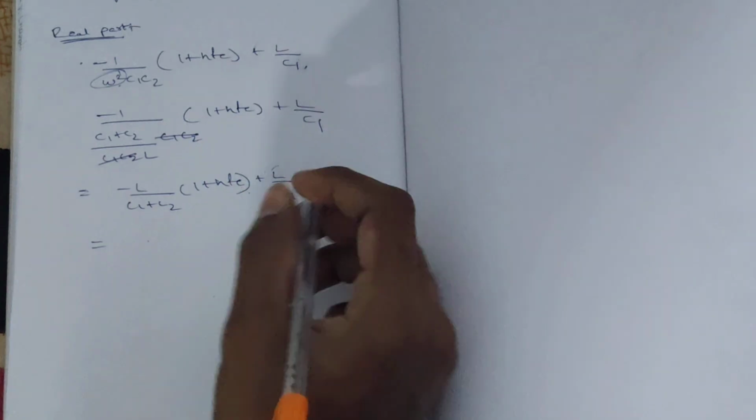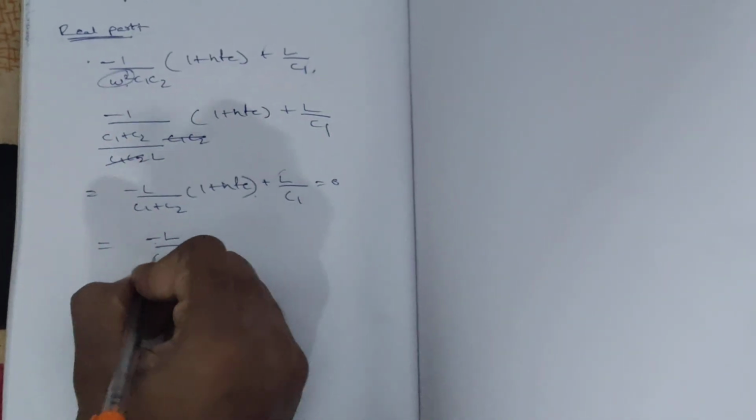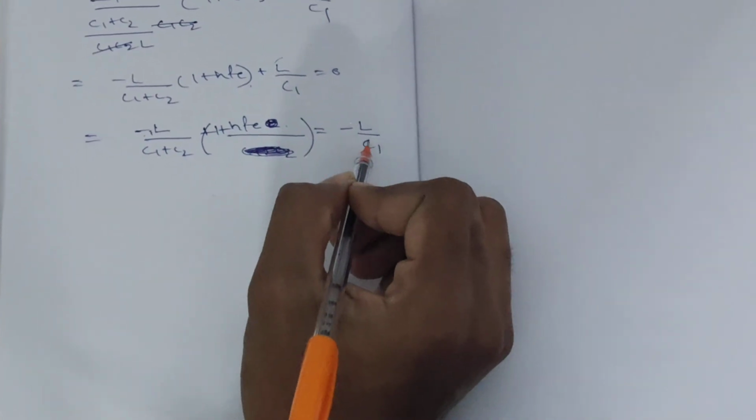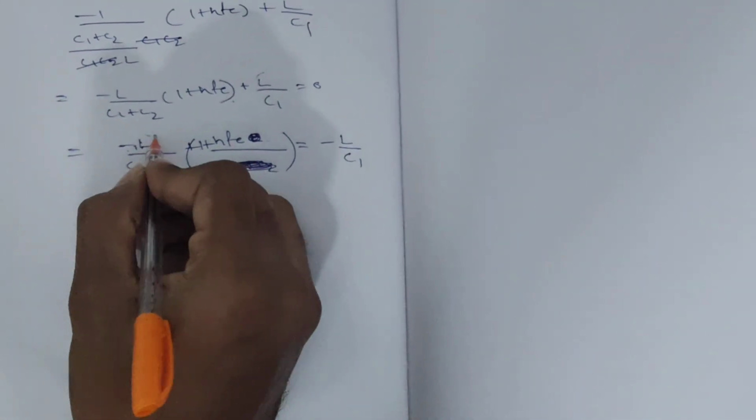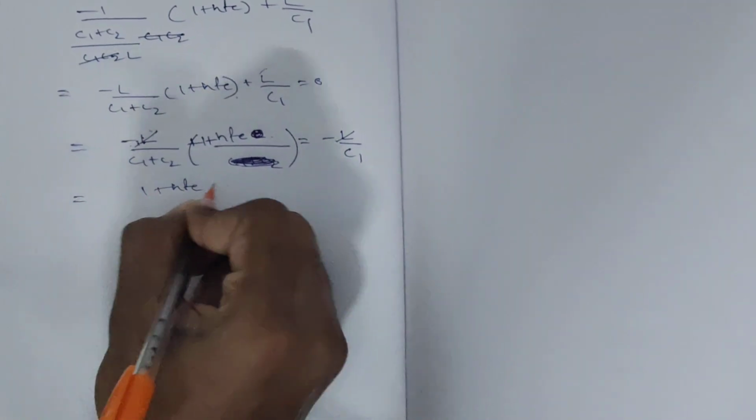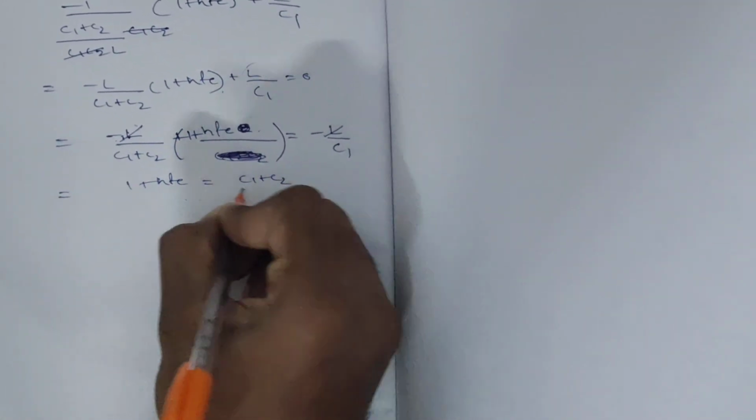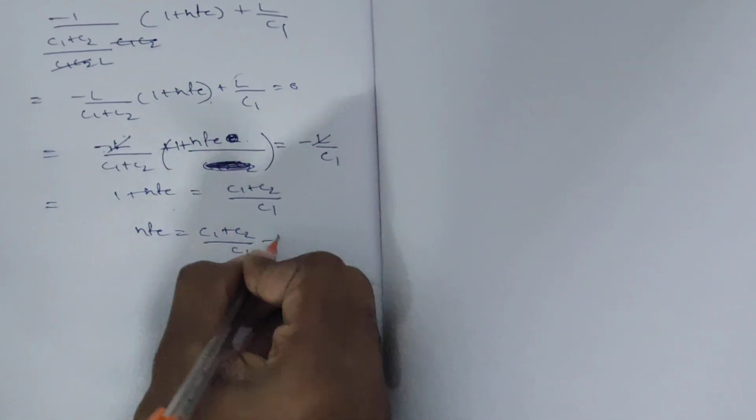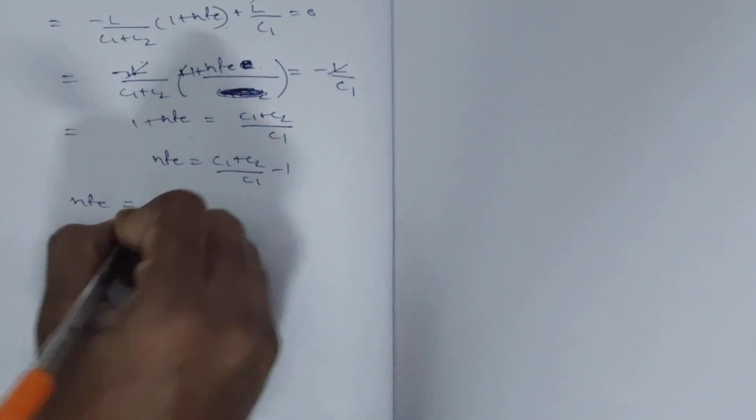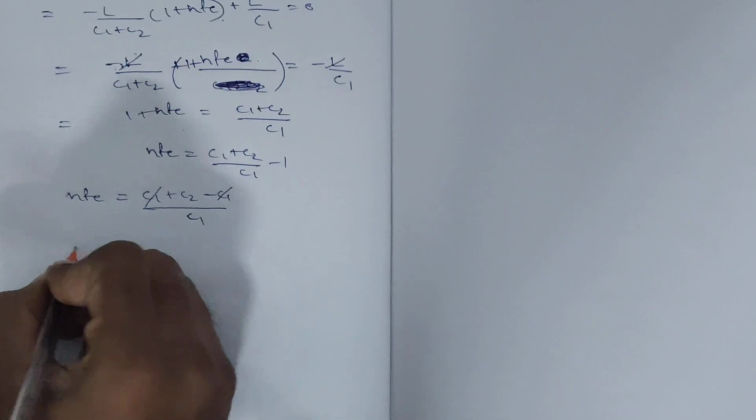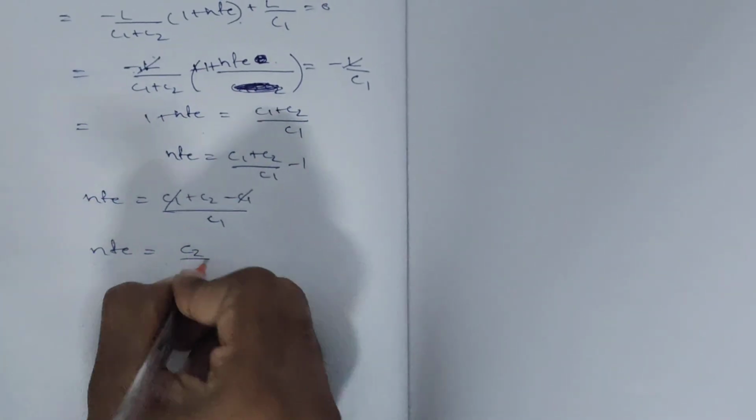Now this part changes to the right hand side, so we get minus L by C1. Here L is present on both sides, so they get cancelled. The denominator part goes to the right hand side and comes as a numerator. 1 plus HFE equals C1 plus C2 by C1. HFE equals C1 plus C2 by C1 minus 1. Now HFE equals C1 plus C2 minus C1 by C1. C1 and C1 get cancelled. Ultimately, HFE equals C2 by C1.